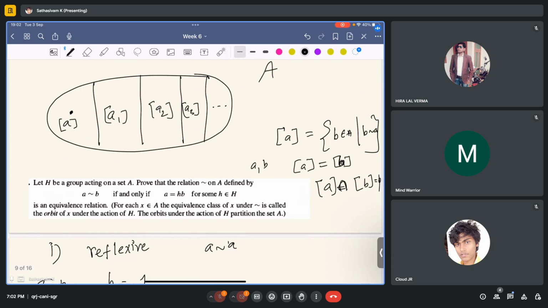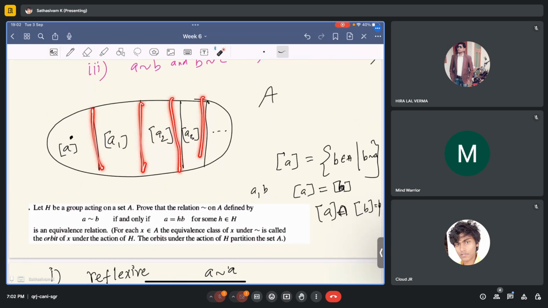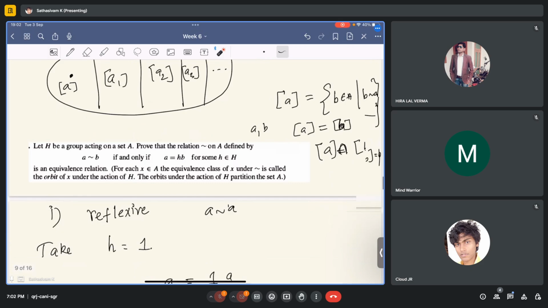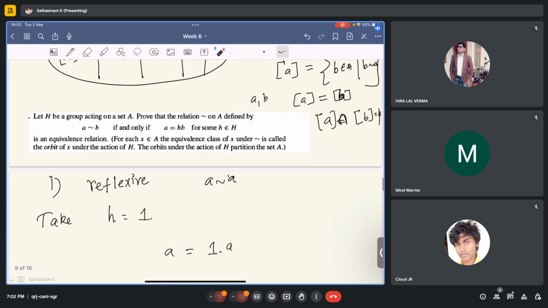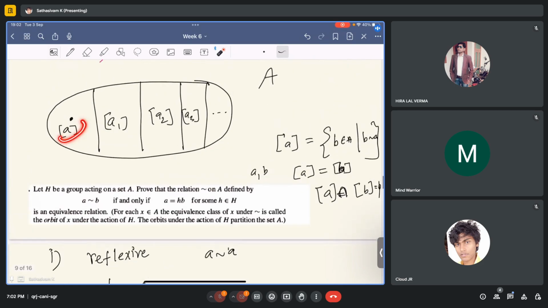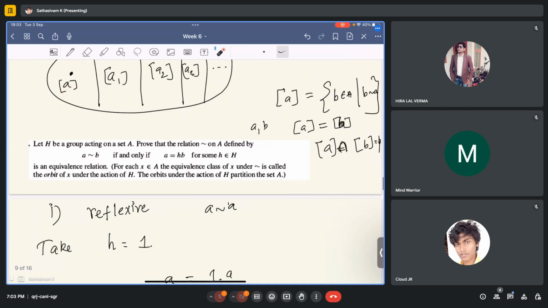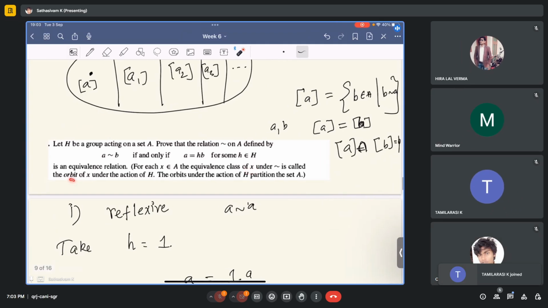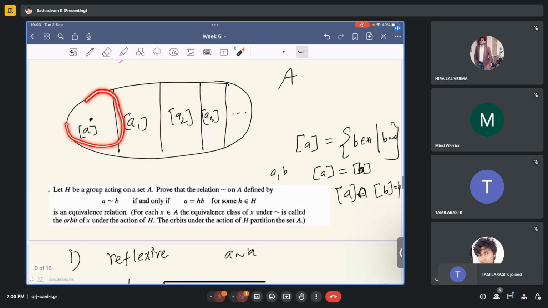So it kind of breaks things like this, and this is exactly what we did in the Lagrange theorem also. The coset kind of breaks these things down like this. In the Lagrange theorem, we had a different equivalence relation. But if you use this equivalence relation, let's say you take this A and this equivalence class, we call this the orbit of A. If you take X, then the equivalence class is the orbit of X. So this equivalence class is basically the orbit of A under the H.